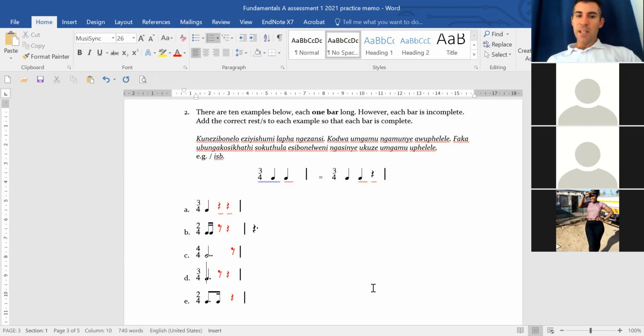If you look at this one over here, it's the same thing. 3, 4 means we've got three beats in the bar, correct? Correct. How much is that note worth?